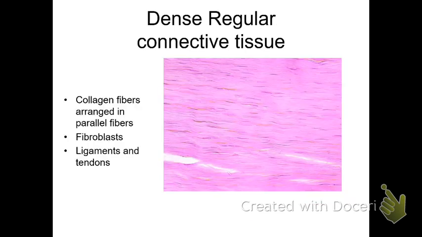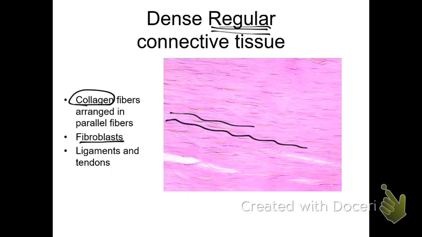Dense regular connective tissue. Again, same idea. There are fibroblasts making fibers, but the fiber that these cells are primarily making is collagen. And this collagen gets laid down in very regular patterns. To me, this looks like wavy bacon, right? These long waves that you're seeing are collagen fibers. And the dark staining areas are the nuclei that are squished, the nuclei of the fibroblasts creating long collagen fibers.